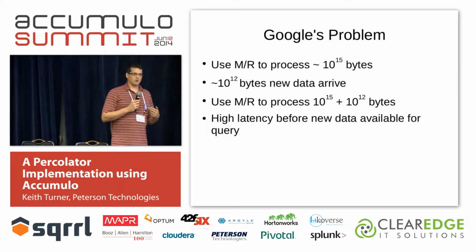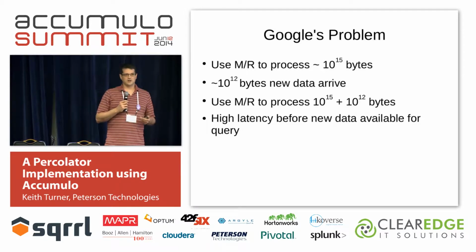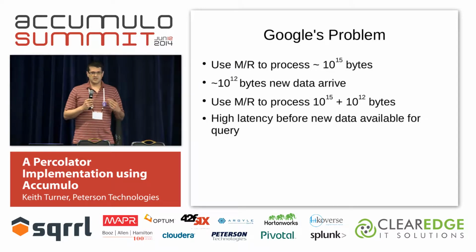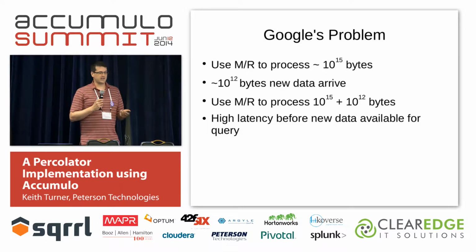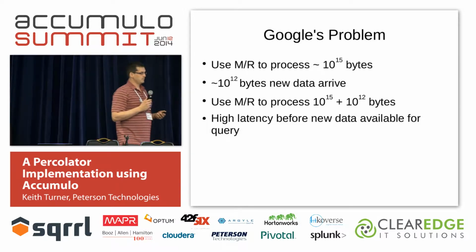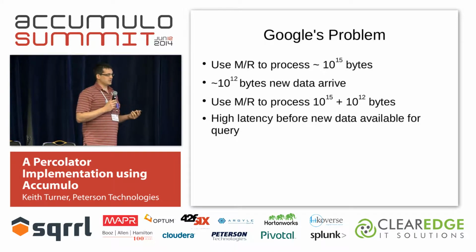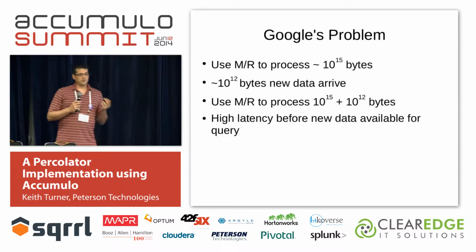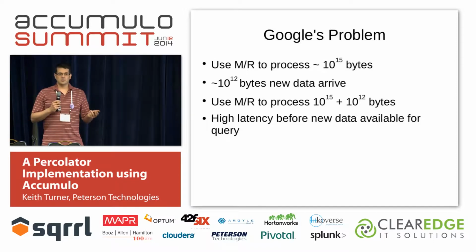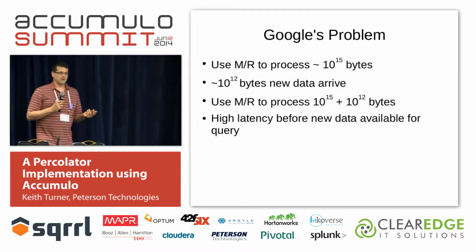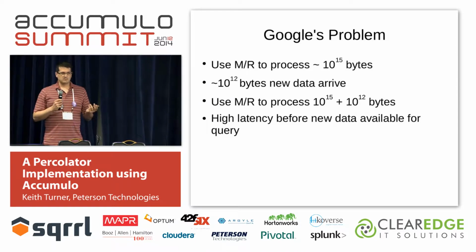And then every day they're constantly crawling the web, and they have terabytes of data coming in. So the new data coming in is 1/1000th of the size of the data that they have. But it's this constant new data stream. And so with their old system based on MapReduce, whenever a new web page was indexed, it would be 2 to 3 days before you could actually query it. With Percolator, that went down to like 10 minutes.